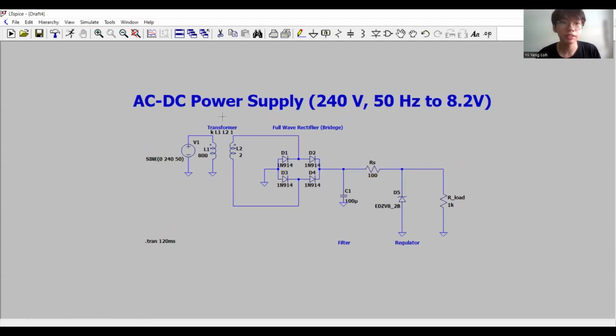So let's look at the transformer first. In LTspice, we don't have the transformer as usual, so we need to build a transformer using two inductors, with the transformer formula Vs over Vp equals the square root of Ls over Lp. So right here is 800 to 2, which is also a 4 to 1 transformer. So let's observe the simulation waveform.